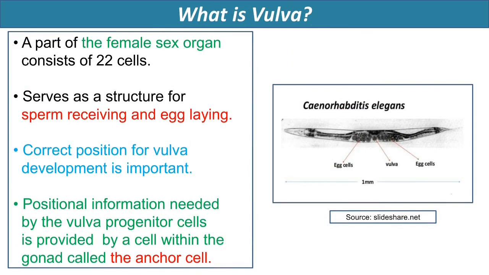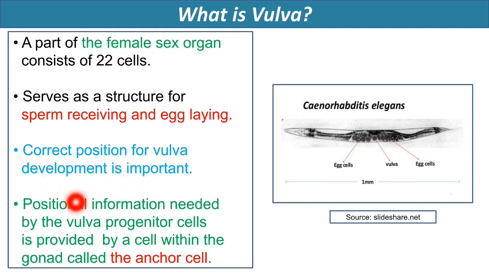So now, what is the vulva? The vulva is a part of the female sex organ in the hermaphrodite roundworm that consists of 22 cells and which serves as a structure through which sperm enter and fertilized eggs leave the gonad. If the vulva develops in the wrong position, then the gonad will not receive sperm and the egg cells never fertilize. So the correct position for vulva development is very important.